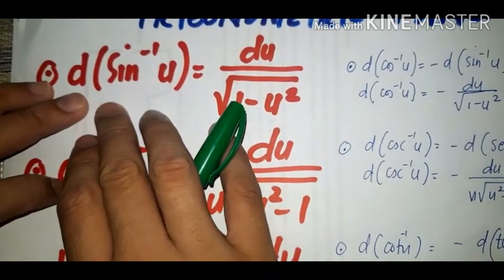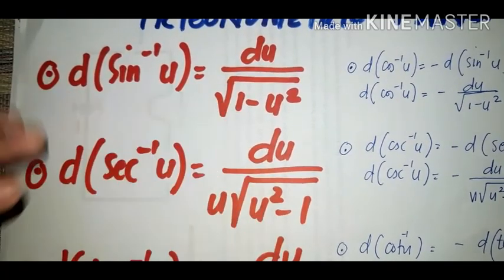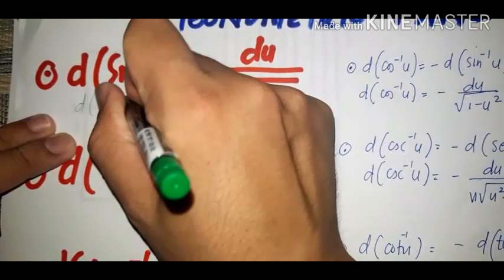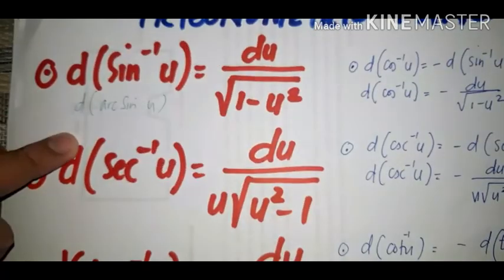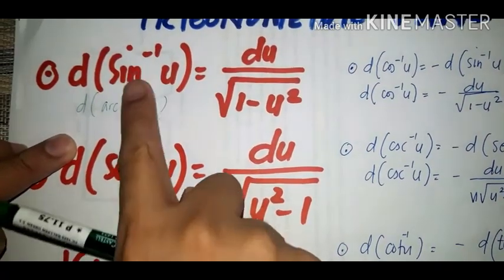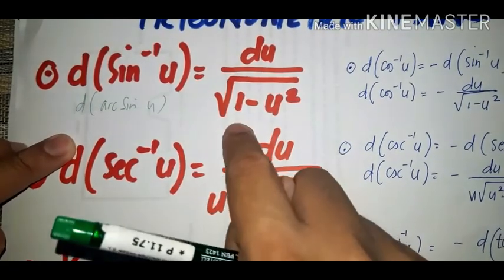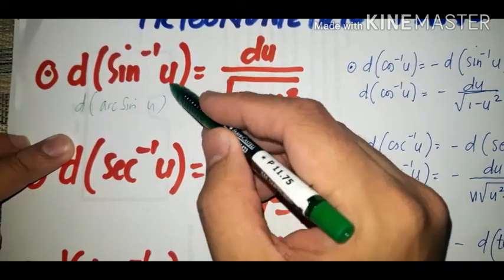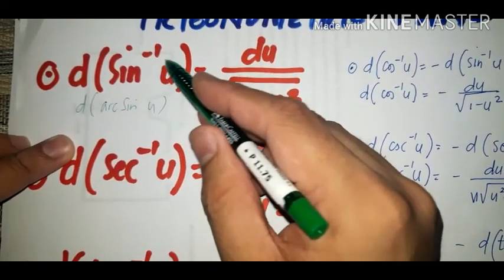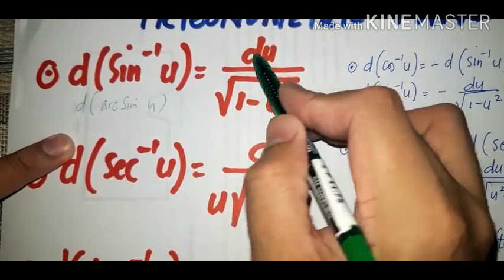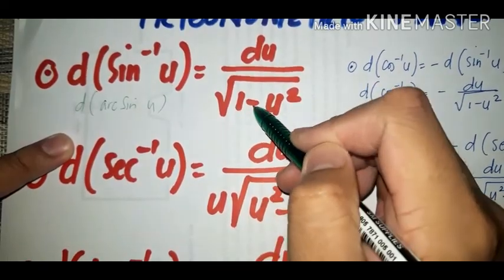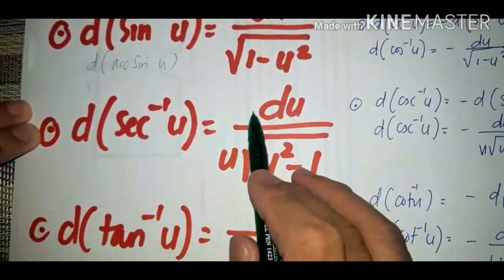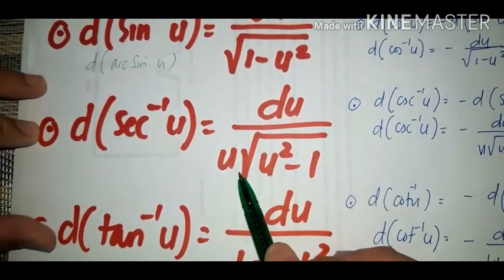So, derivative of arcsine or sine inverse u. So, pwede natin siyang as derivative of arcsine of u. So, arcsine of u is inverse sine u is du over square root of 1 minus u squared. So, whatever function, mapa-function, or mapa-variable ito, kukunin ko lang ang derivative niya, tapos square root of 1 minus, square mo lang yun na yun. So, for arcsecant, that's du over u square root of u square minus 1.